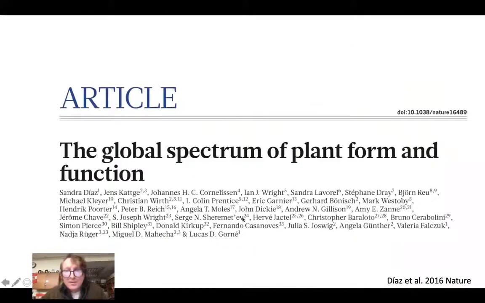And so I wanted to bring us up to date on where we are in the study of the linkage between traits and functional strategies. I would point everyone to this recent paper by Sandra Diaz et al. that was published just a few years back. It is called The Global Spectrum of Plant Form and Function.